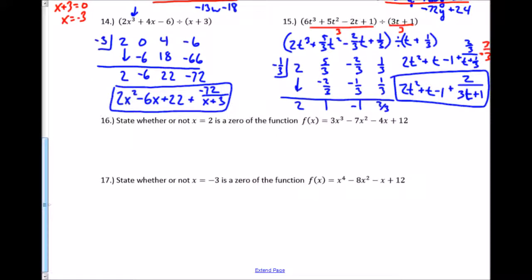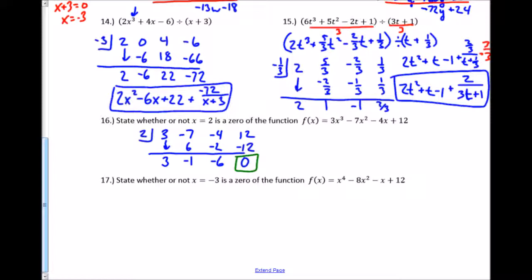For this one, I want to state whether or not x equals 2 is a 0 of the function. So I'm just going to test this with synthetic division. I put the 2 in and write down my coefficients. I bring down the first term. I multiply, I add straight down. I multiply, I add straight down. I multiply, I add straight down. And what I'm looking for here is a 0.